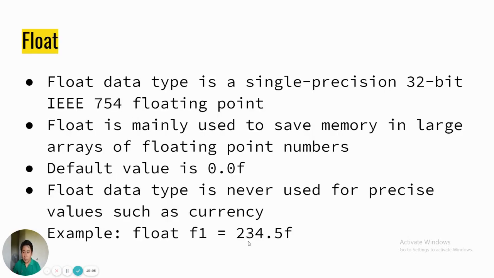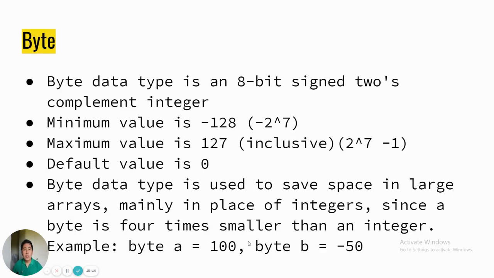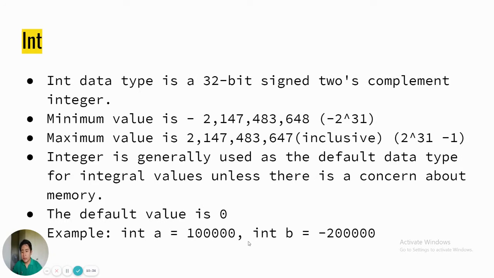Next, guys, is float. But before we move on with the float, let's go back here first. If we are going to use whole numbers, whole numbers without decimal point, in our program, it is better to use one of these: byte, short, int, and long. But I will recommend that you use int if you're going to use a whole number, because this is the most commonly used integer data type, int.